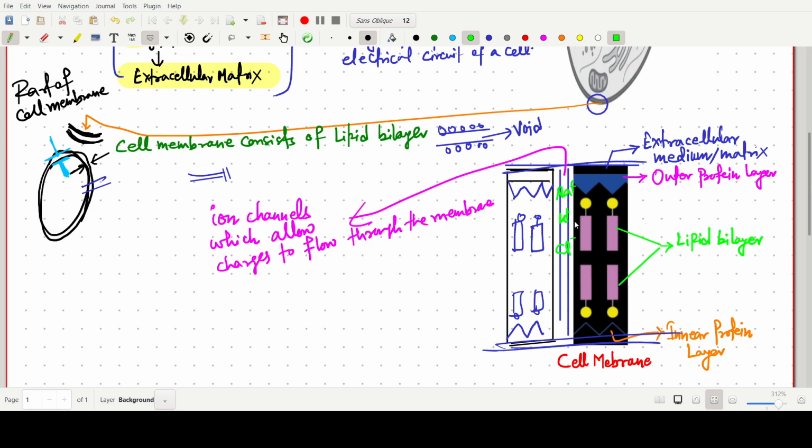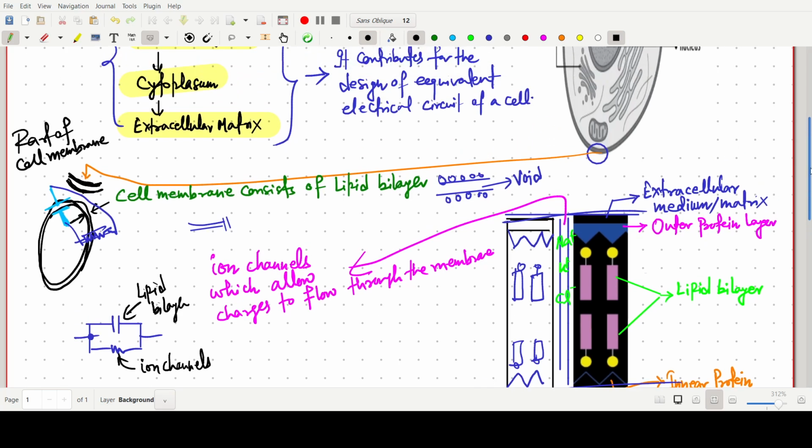So these ion channels may behave as a resistance. It has some capacitive thing and some resistive thing. This one can be considered as a capacitor for the lipid bilayer, and this resistor for the ion channels.